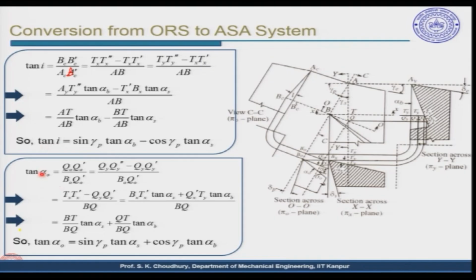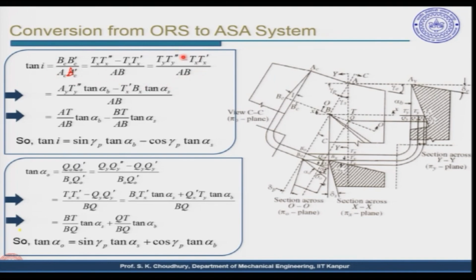Similarly, for tan of alpha o, which is given here as orthogonal, from this geometry you can find that tan alpha 0 is equal to sine gamma p tan alpha s, cos gamma p and tan alpha b. Again, as we have done in this case, we are taking them from one plane to another plane and getting the final equation. So look at these equations carefully and correlate them with these planes. You can visualize this very well; it is simple geometry, like I have explained earlier.